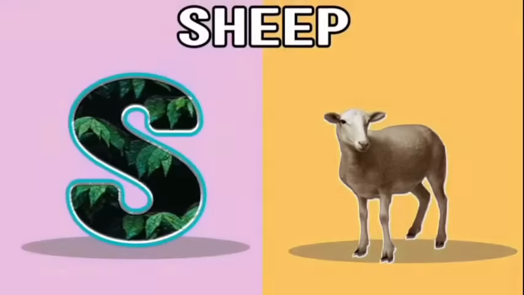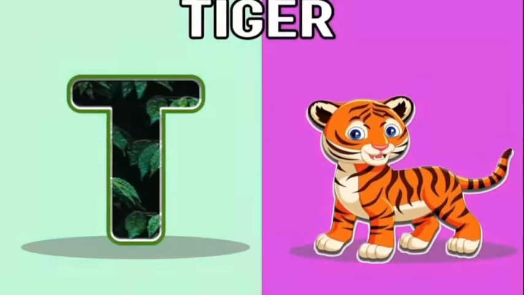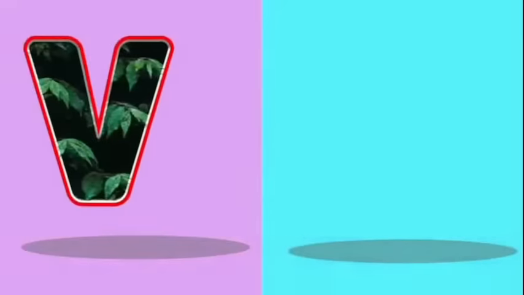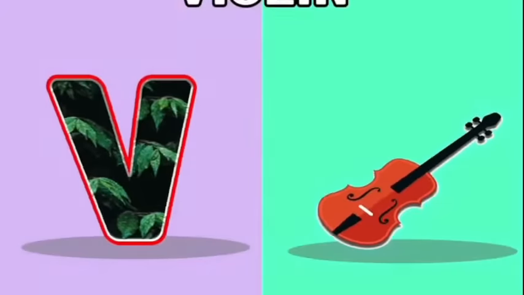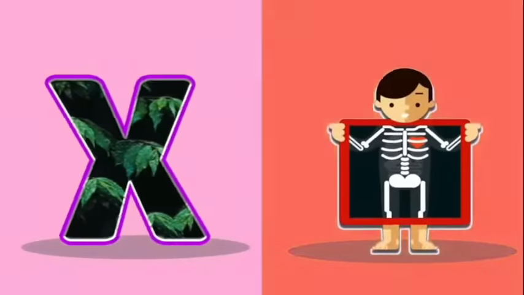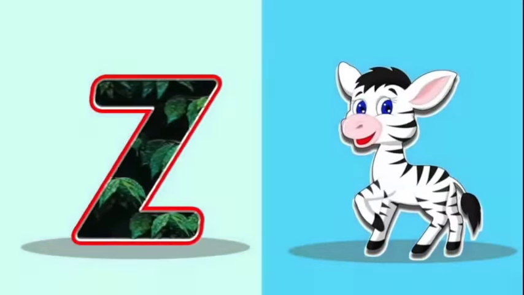S for sheep. T for tiger. U for umbrella. V for violin. W for watermelon. X for X-ray. Y for yogurt. Z for zebra.